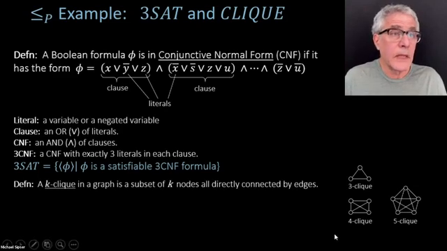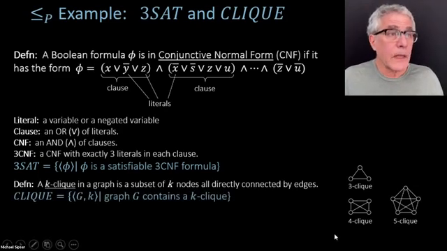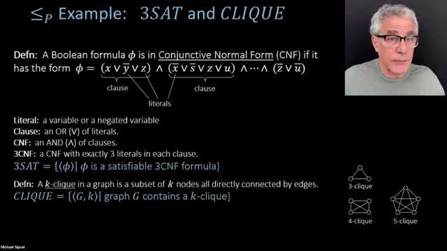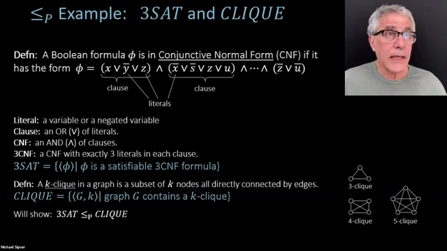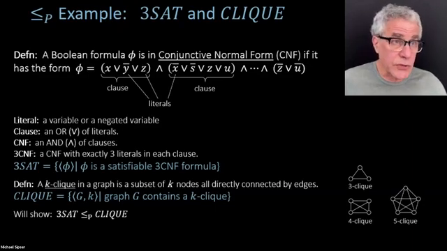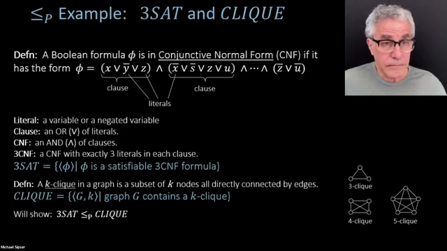Okay. Now, the clique language here is you're given a graph and a k, and you want to know, does the graph contain a k-clique? And what we're going to show is that these 2 problems are connected. That the 3-SAT problem and the clique problem are related in that you can reduce in polynomial time 3-SAT to clique.